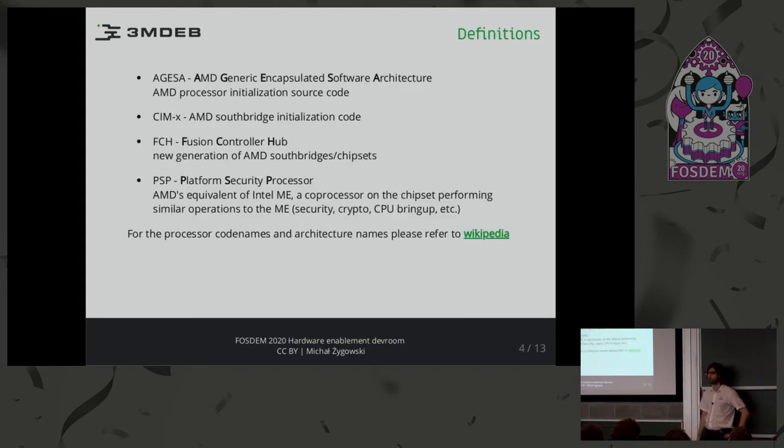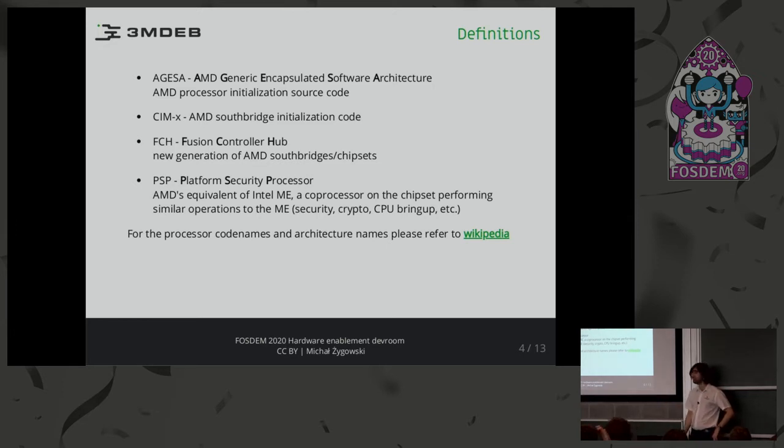A few terms you need to know to keep up with the presentation. The first term is AGESA. It's AMD Generic Encapsulated Software Architecture, which is a bunch of code or a blob, depending, which is responsible mainly for the silicon initialization. There is also CIMX. It's an older version of southbridge initialization code, which was later merged into AGESA, which I will also mention later.